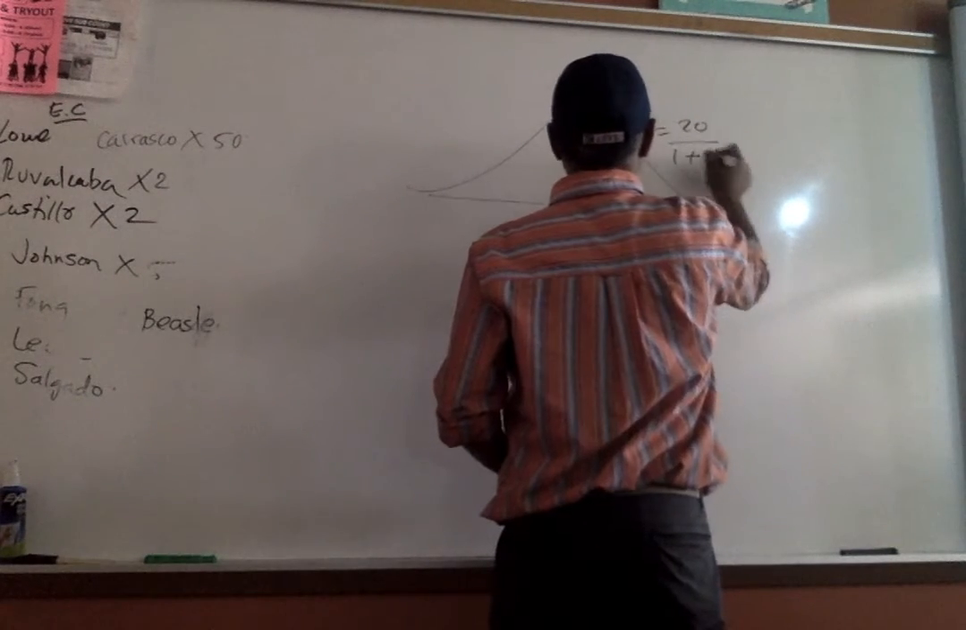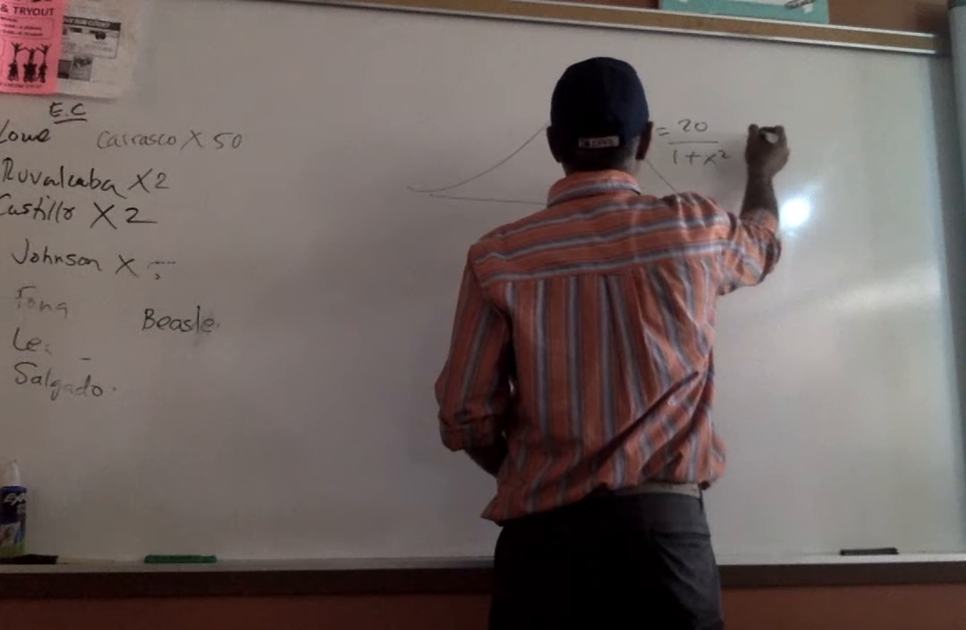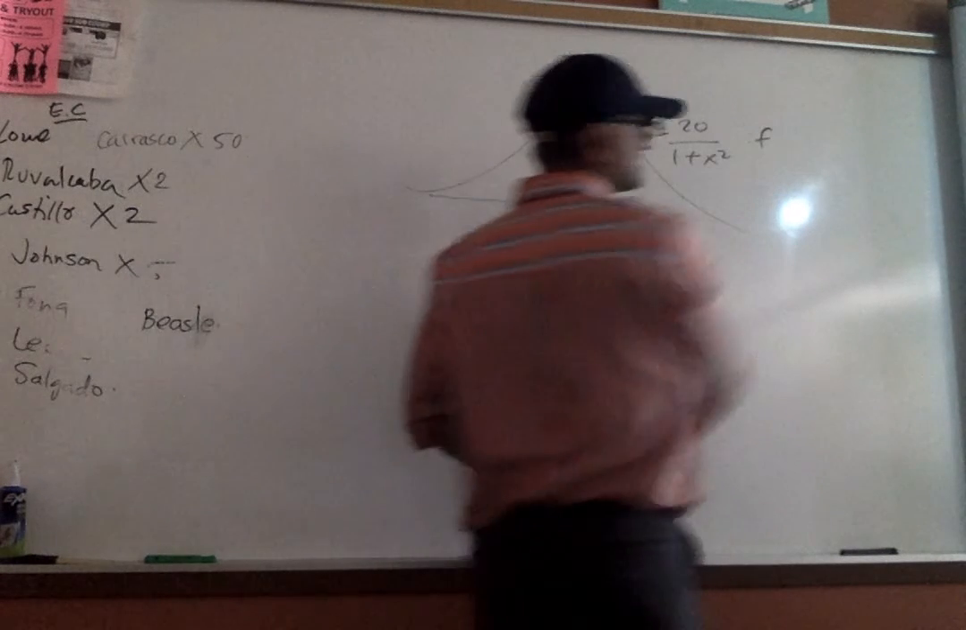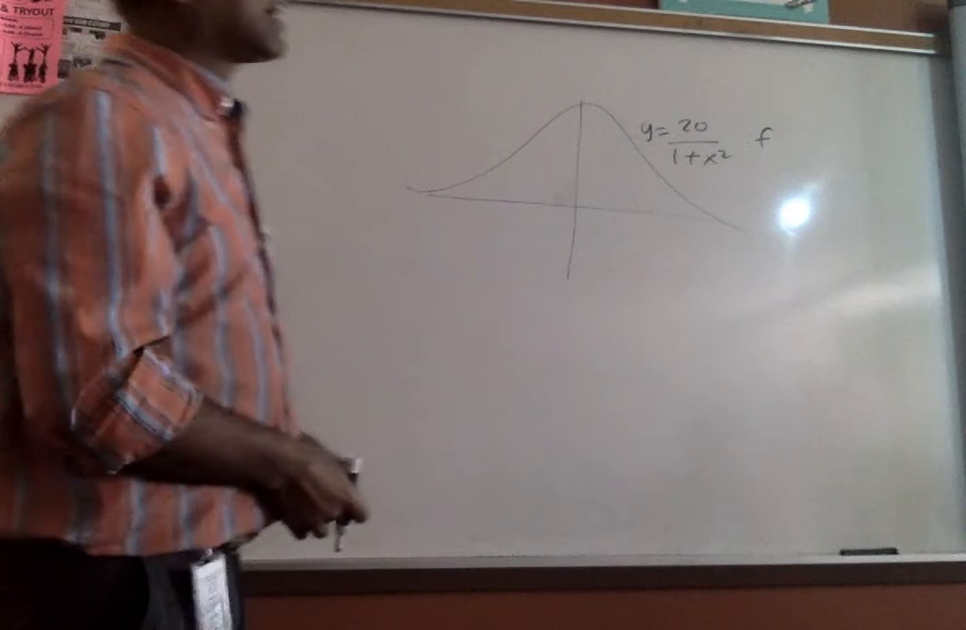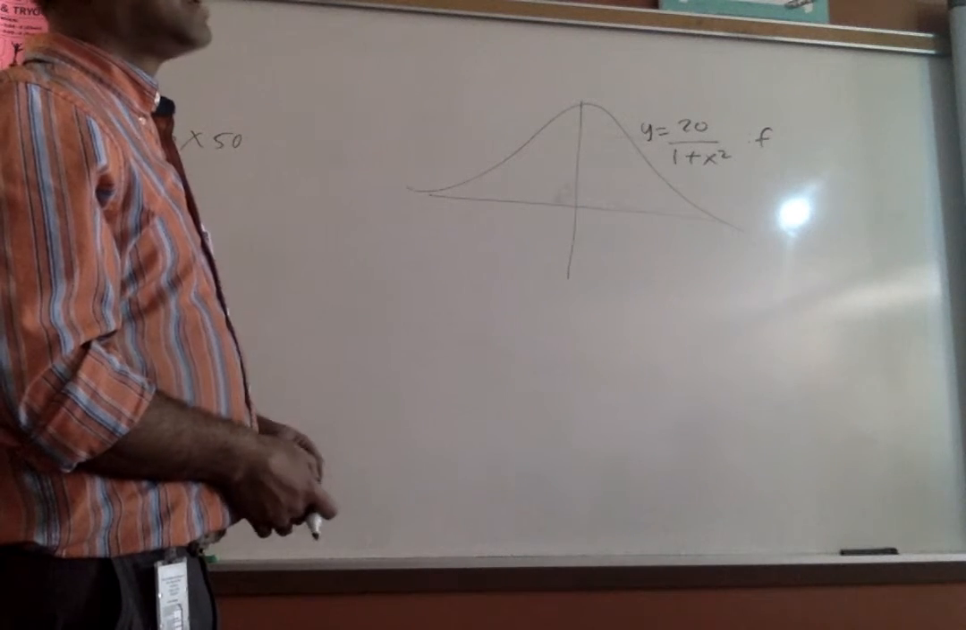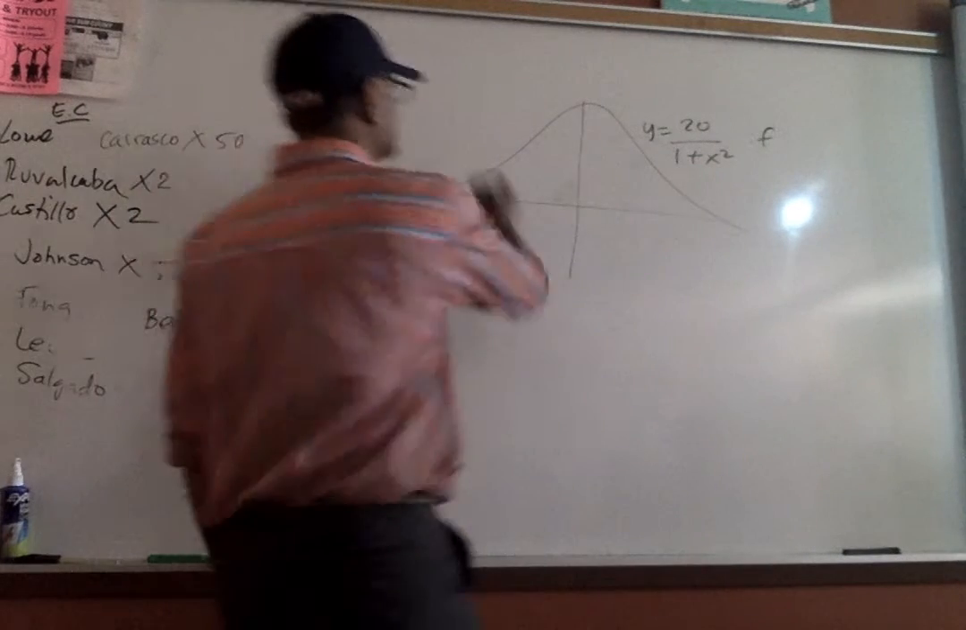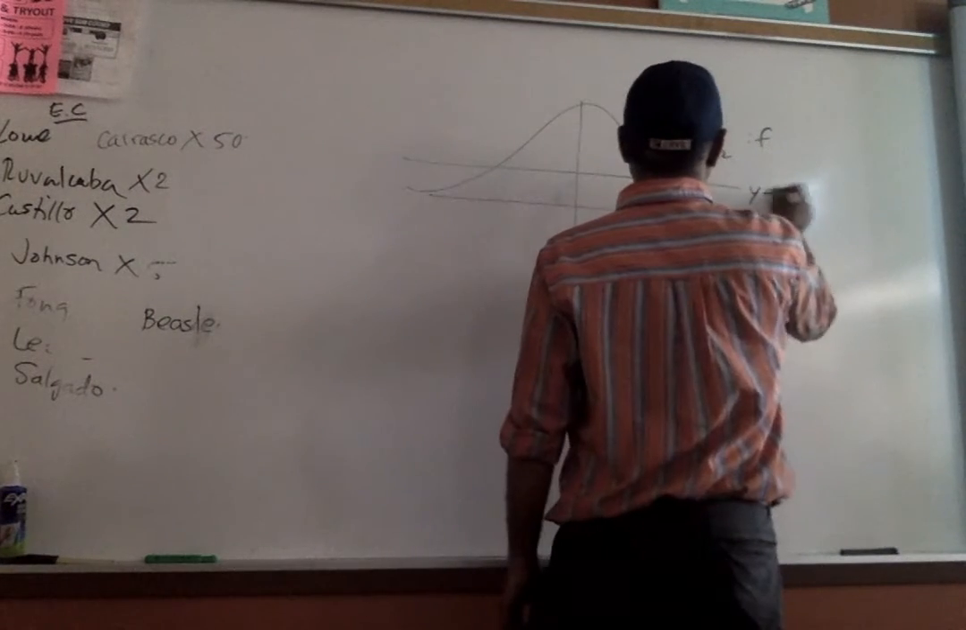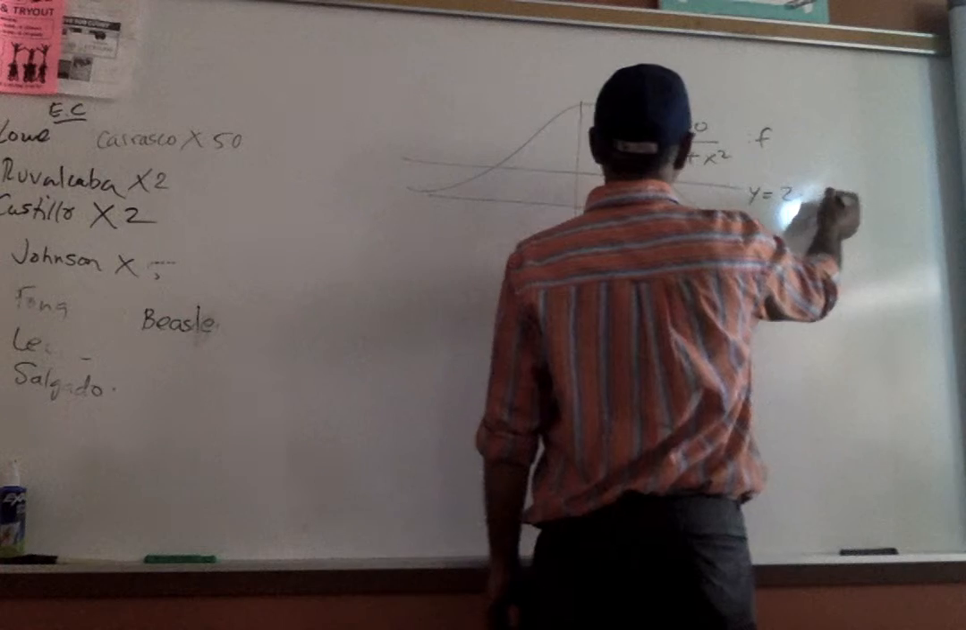20 over 1 plus x squared. If I'm clever, I shall also label this as f of x. And they say, continue reading it. And below, by the horizontal line, y equals 2. Like this. I shall also label it to be g of x.